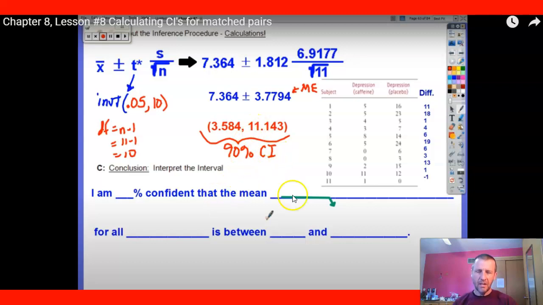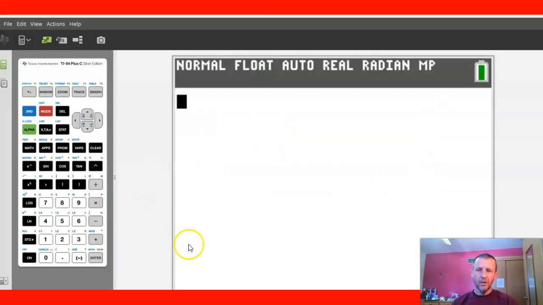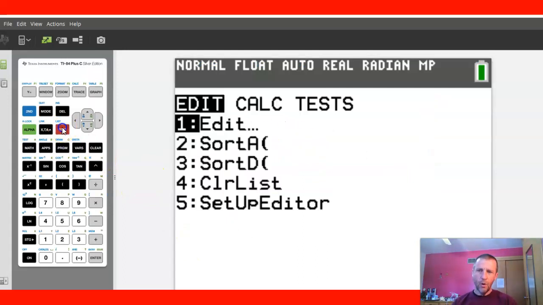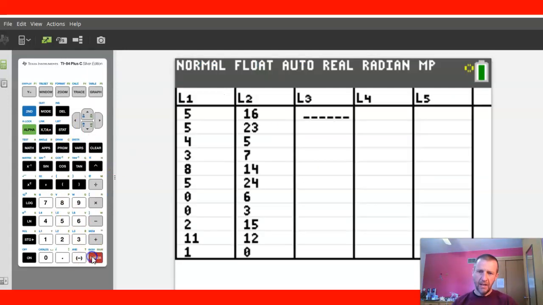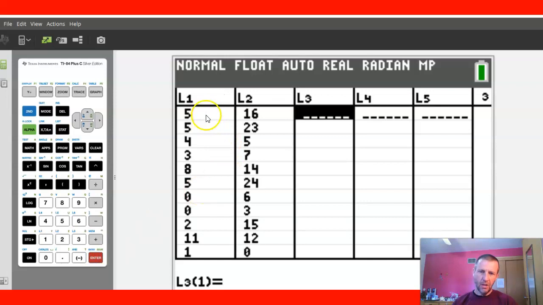Now, stay tuned, because I want to show you how to do that on your calculator. Here's my calculator, blank screen. What I did before is I went Stat, Edit, and I entered this, which was the actual caffeine pills. I believe this was the placebo, but we have not yet found that difference list. This is actually really easy. I want list 1 and list 2. I want to take list 2 minus list 1.